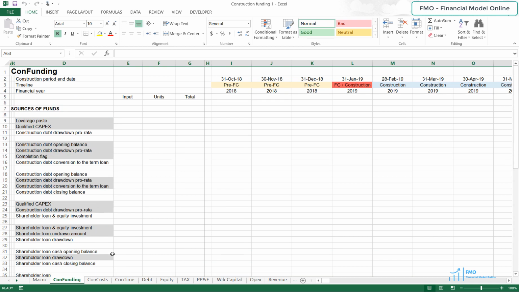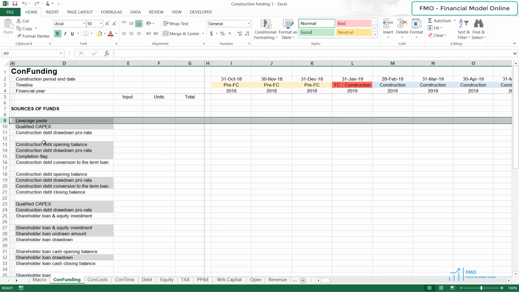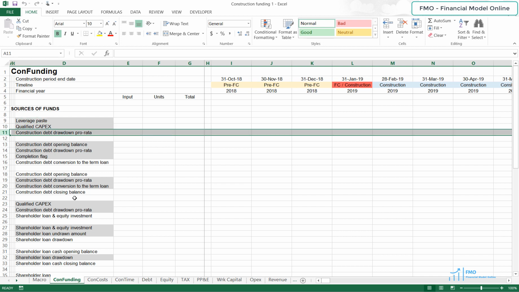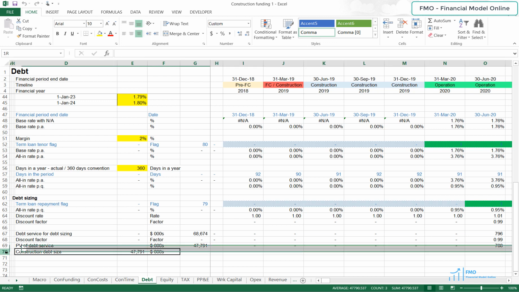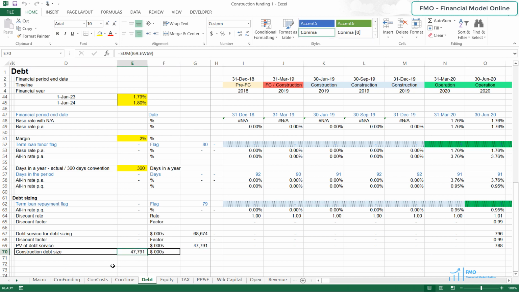Based on the project's CapEx and project's leverage, we are going to figure out the schedule of the construction debt drawdown. We already know the total amount of the construction debt. We have determined that in the debt sheet when we size the debt. The construction debt size is in the cell E70, and it is approximately $48 million. That is how much our project can raise in debt financing. If you remember, we base this debt size on the cash flows and the debt service cover ratios in P50 and P99 cases.